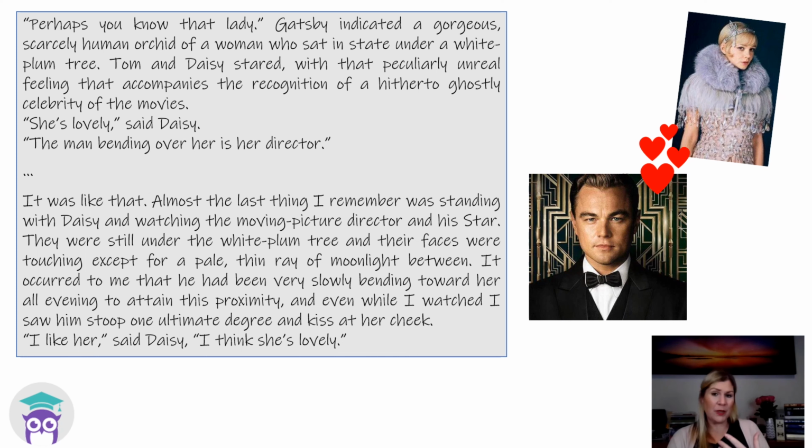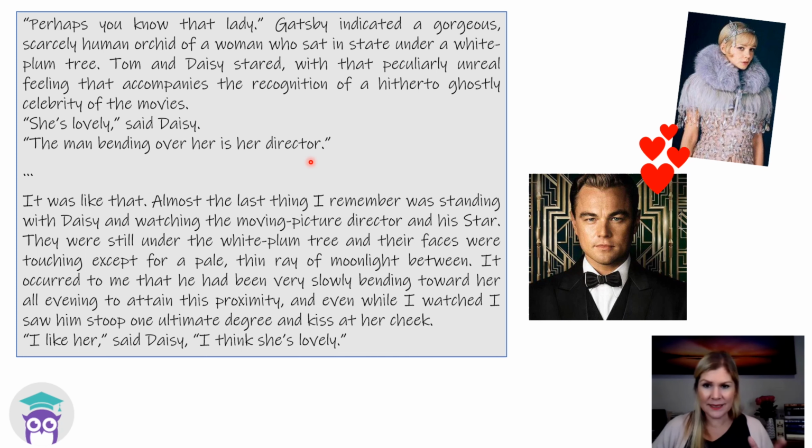So Gatsby, whilst Daisy is looking around and viewing all of these different people and behaviours that she feels so uncomfortable with, this drunkenness, Gatsby at the same time is also trying to impress her. And this moment is absolutely filled with symbolism. I've actually chosen two little sections that are separated out, but they're about the same characters. So when they first arrive, Gatsby points out this woman to Daisy, indicating a "gorgeous, scarcely human orchid of a woman who sat in state under a white plum tree." And they sit and stare at her. And Gatsby points out that the man bending over her is her director.